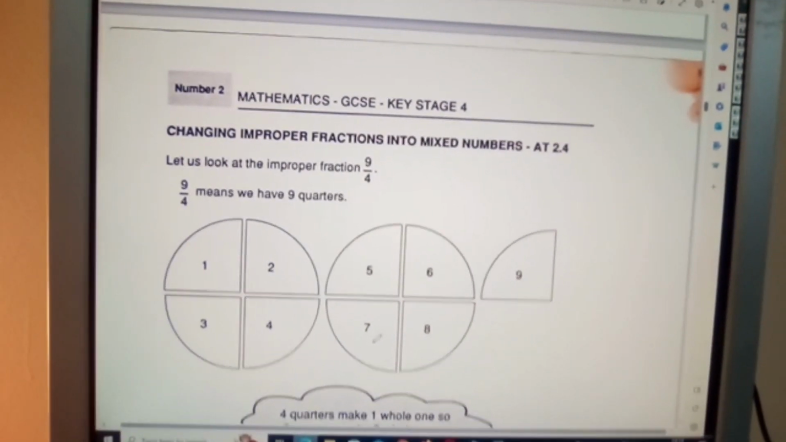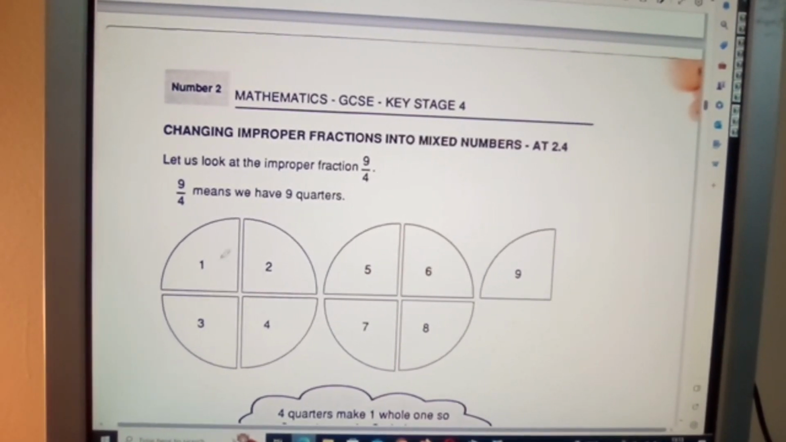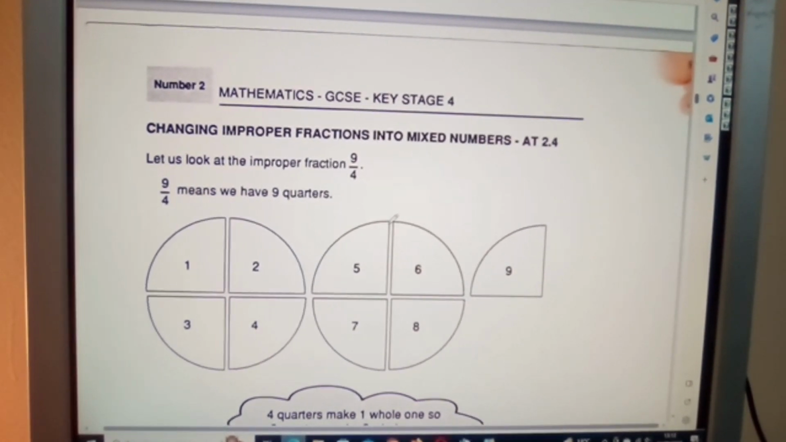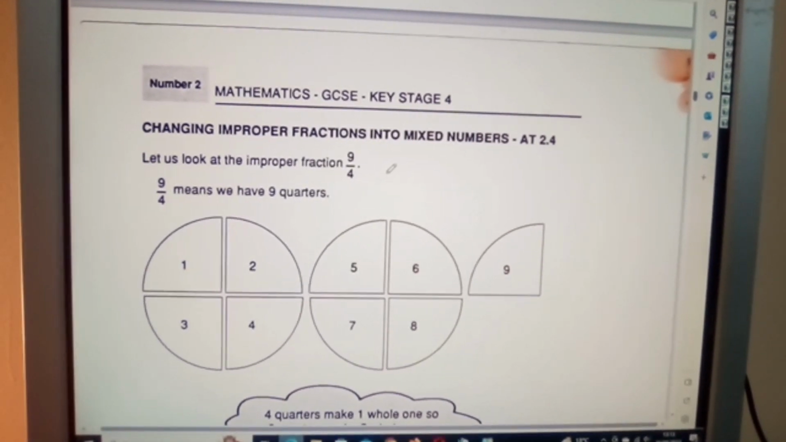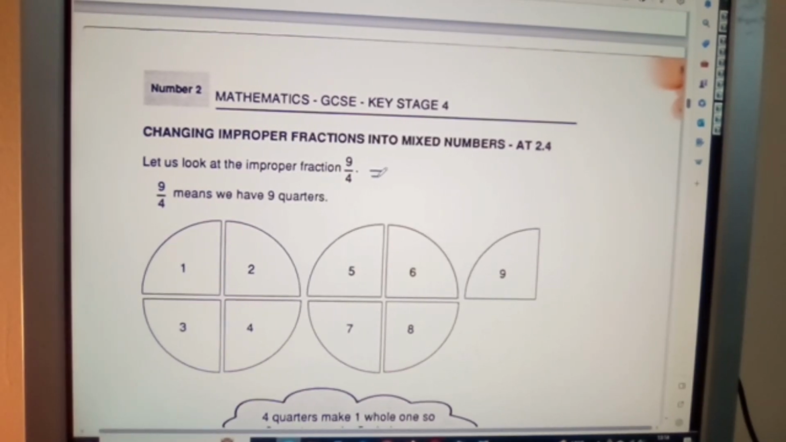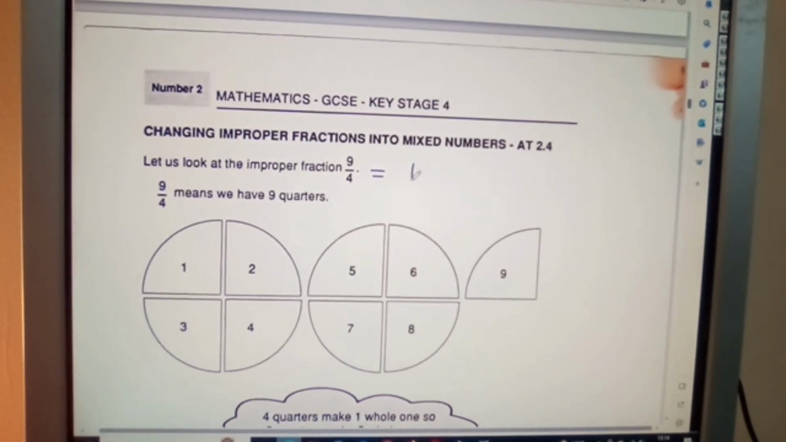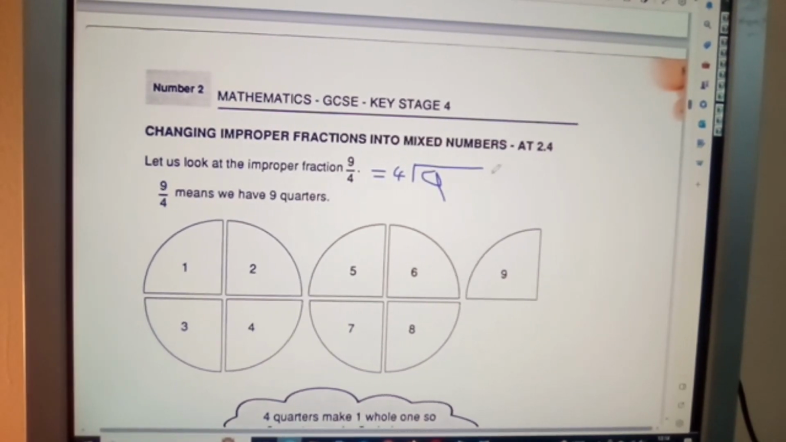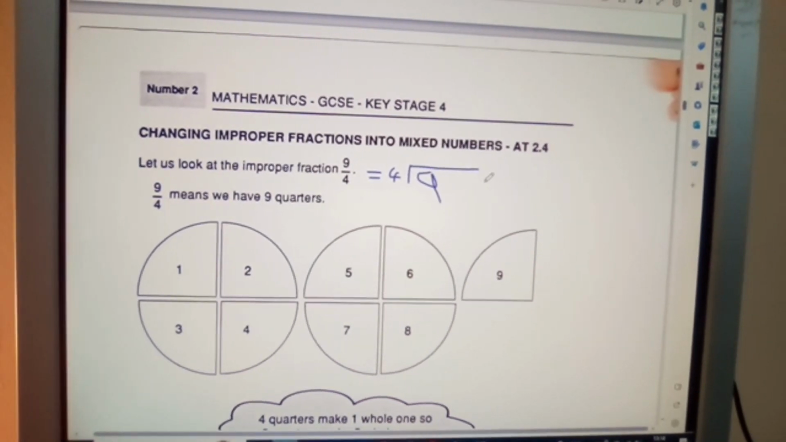Changing improper fractions into mixed numbers. Let us look at the improper fraction, 9 over 4. And again, let me take this for you and show you how I would approach it. Immediately, that would be equal to, so what I'm going to do now is divide the 9 by 4.